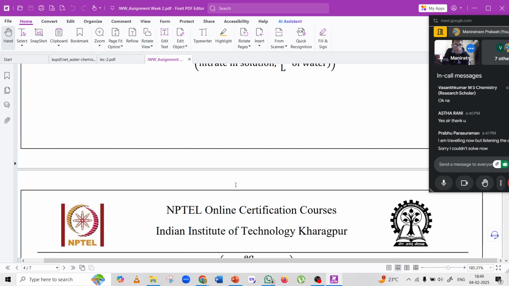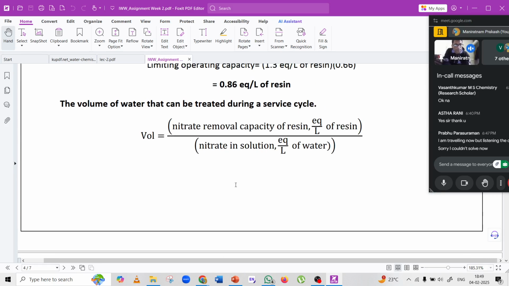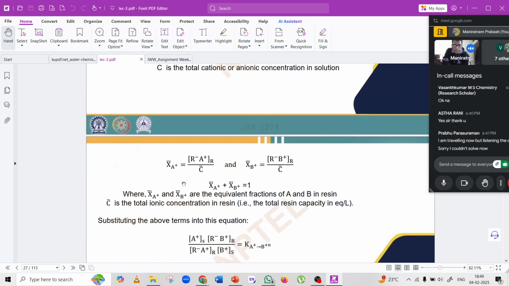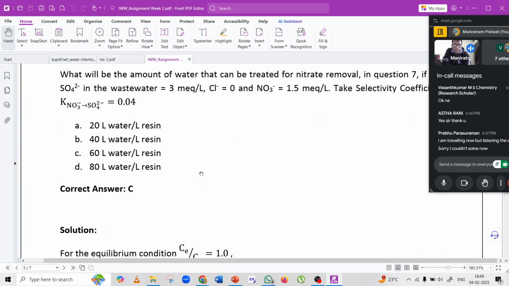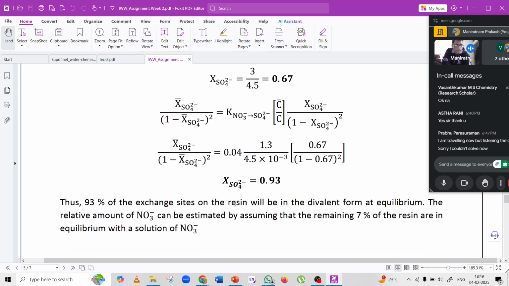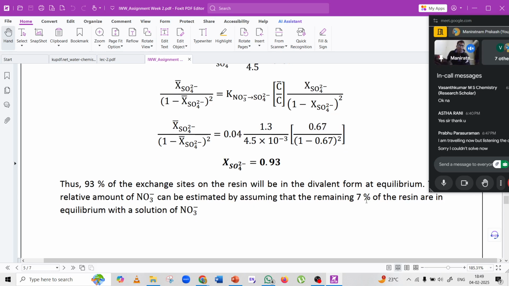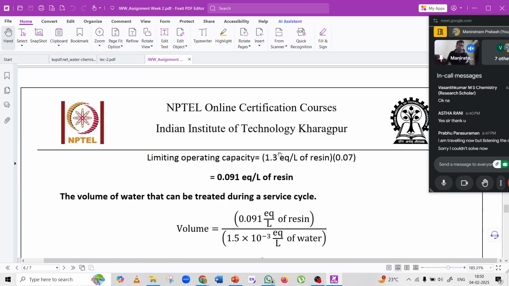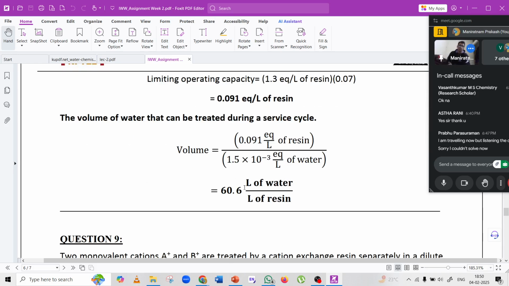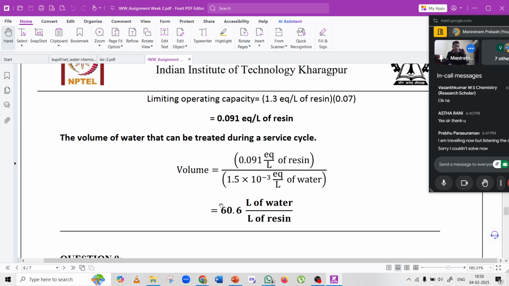First you have to find the fractions, which we know sum to 1. We know this for the fraction in resin and the fraction in water; in both cases the fractions sum to 1. But in this question, as K is given from nitrate to sulfate, first we have to find the resin fraction of sulfate, okay? Here you can see they have found it for sulfate, and for sulfate it's 0.97. Then, as we know the sum is 1, the fraction of nitrate will be 3% only. Then we know the exchange capacity, that is 1.3. From there we will find the operating capacity. Once we know the operating capacity, we can find the volume, and the volume comes out to be 60 liters of water per liter of resin.